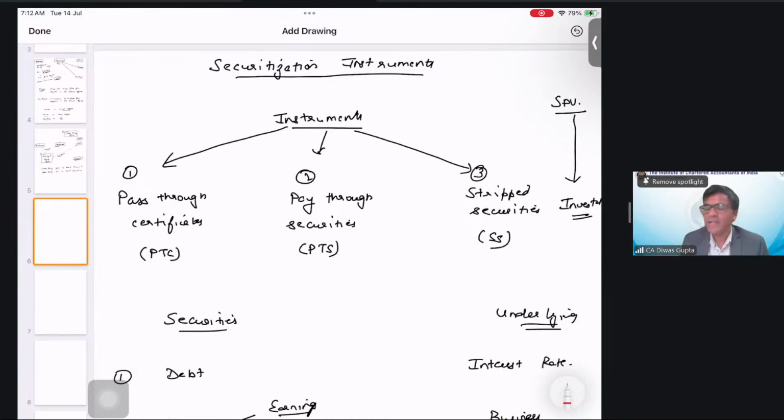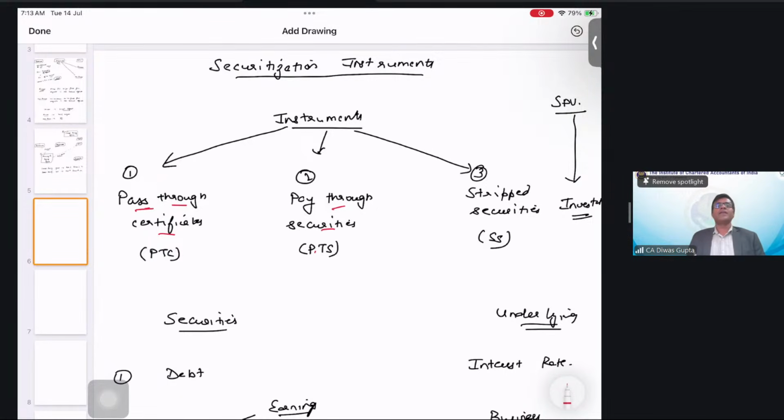Then the next point here is around the different securitization instruments. Now we discussed that securitization is a process of converting illiquid assets into marketable securities. Now, what are the different kinds of those marketable securities is what we are talking about here. So the first one is the pass-through certificates. As the name suggests, pass-through: whatever comes in goes out. So that is called pass-through.